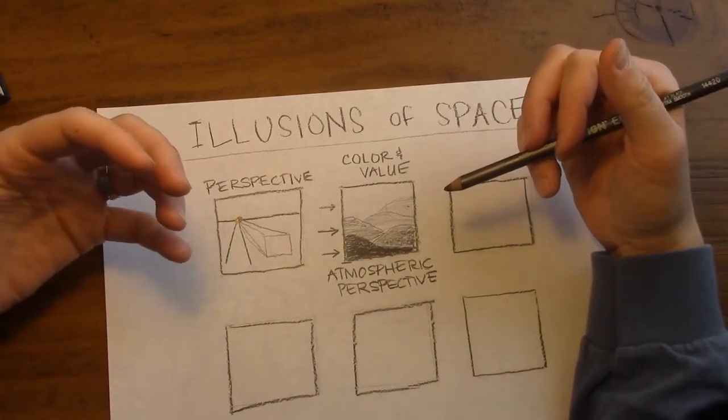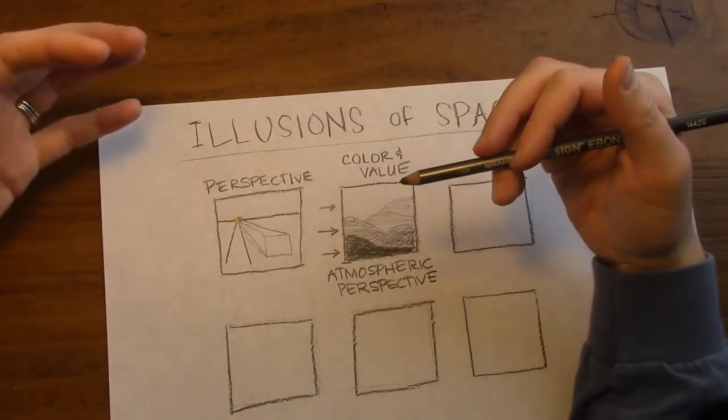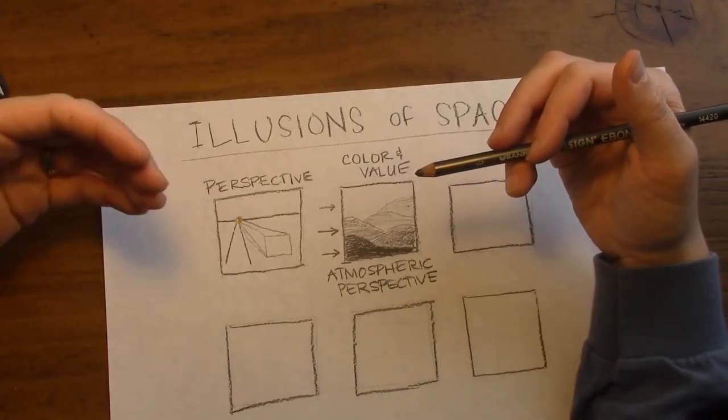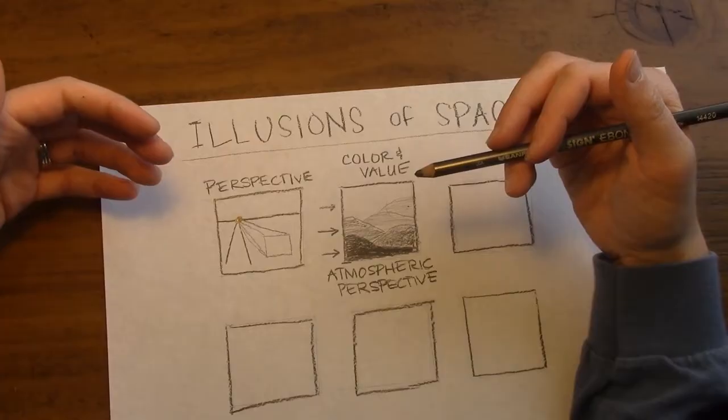If you're working with something on kind of a shorter range, like if you're doing a still life on a table, you as the artist have the choice that you can force atmospheric perspective.